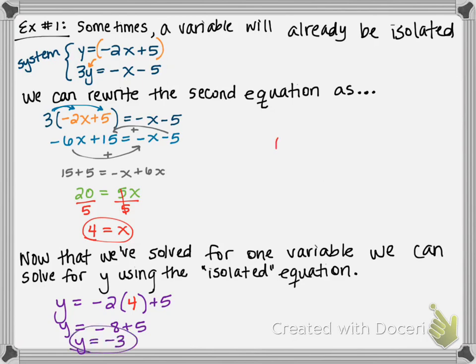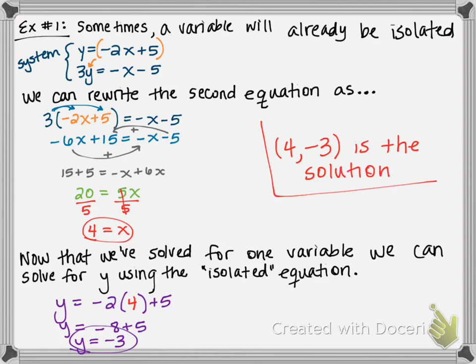But I don't want my answer written like that. I actually have to write it as a coordinate point. So my answer is 4, negative 3. That's the coordinate. That would be the intersection point on the graph. But this time I did it without graphing. I did it using substitution.